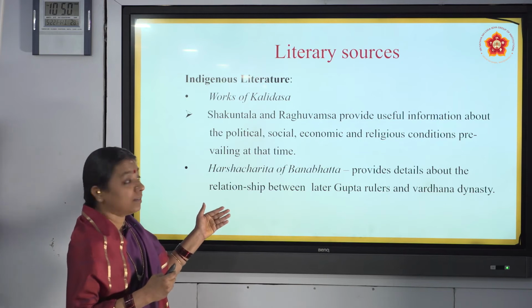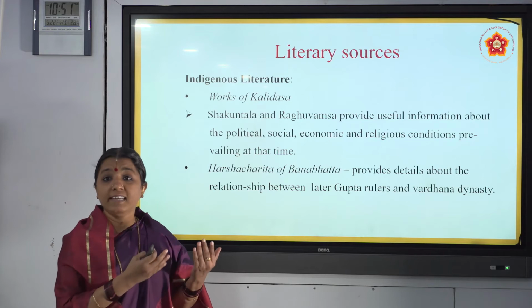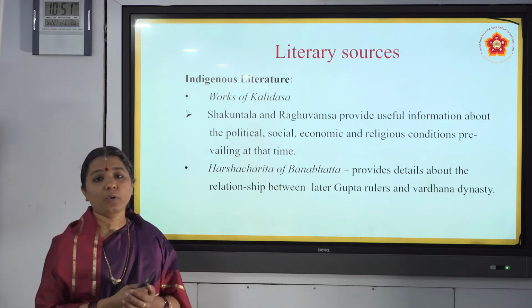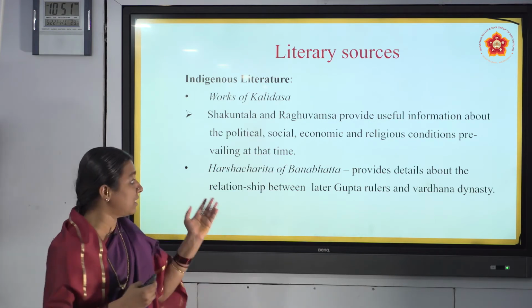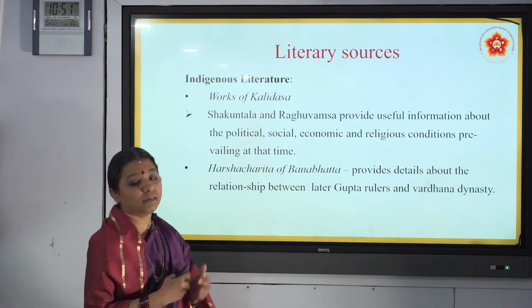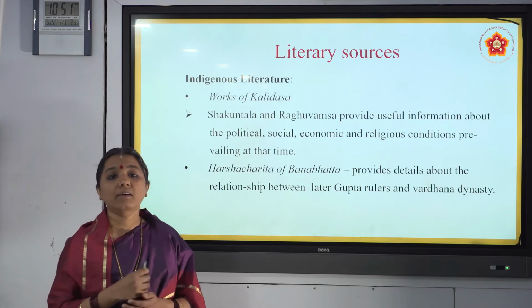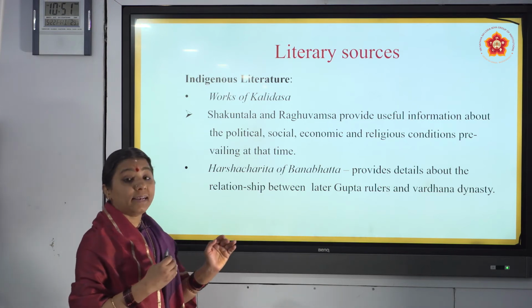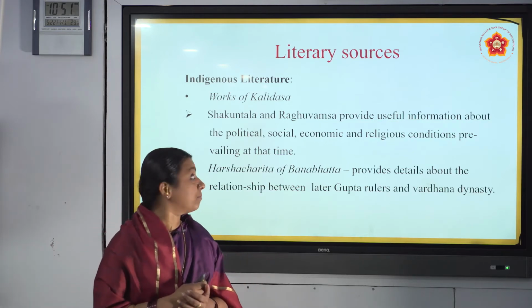The next work is Harsha Charita of Banabhatta. We have studied in our earlier school days about Harshavardhana, one of the important rulers of the Vardhana dynasty. Harsha Charita means biography of Harsha. It was written by Banabhatta. This book provides us with useful information regarding the relationship between the later Gupta rulers and the rulers of the Vardhana dynasty.